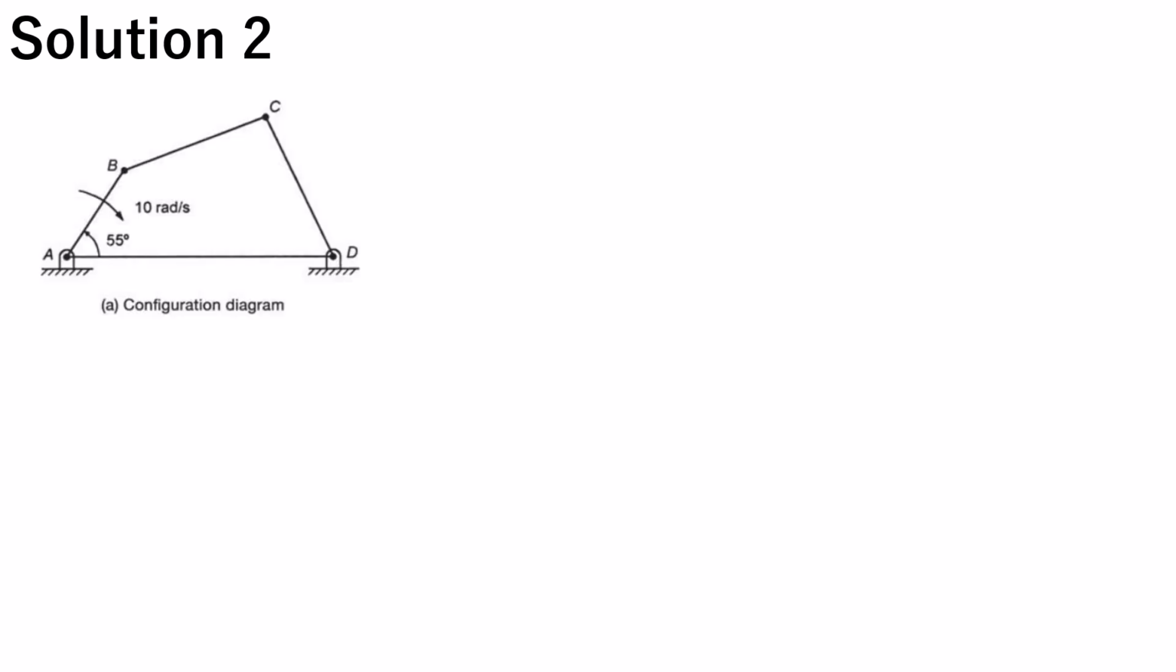So the first thing we do is to draw the configuration diagram or space diagram to scale based on the given dimensions. And then we calculate the velocity of B with respect to A, which is the product of AB, the link, times the angular velocity of 10, and we get a value of 1.9 meters per second.